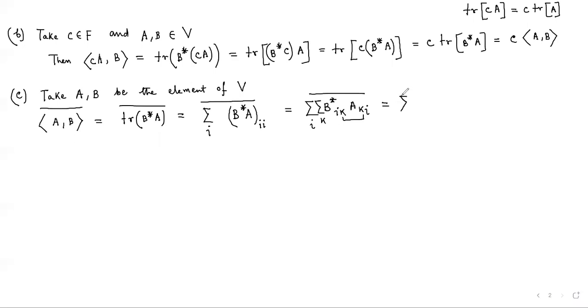After this, what we do, we write it as B I K star bar, and that would become A K I bar. If you take any matrix and try to check these things by expanding it, you will see that this same thing will happen over there.